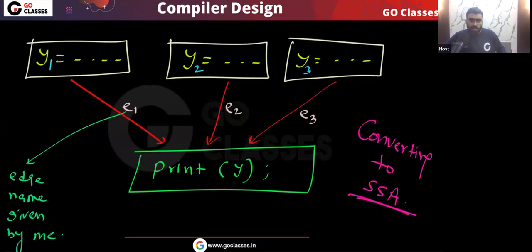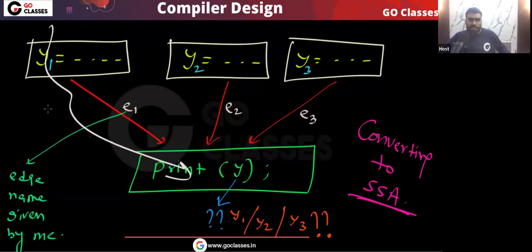No. Now there is a problem. This y should be what? Should this be y1, should this be y2, or should this be y3? Did you understand the problem? This y should be what, y1 or y2 or y3? I don't know.